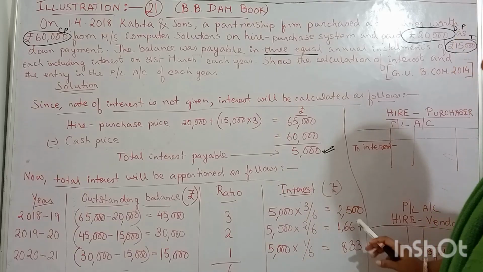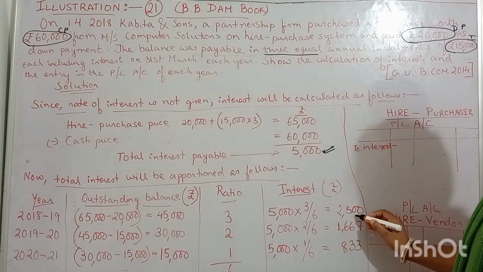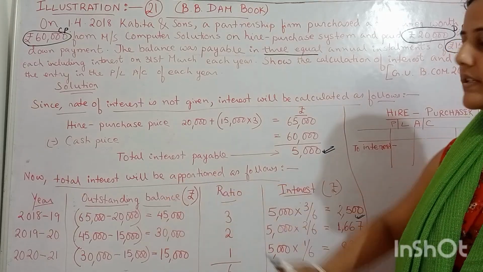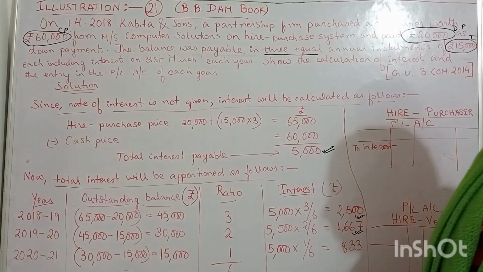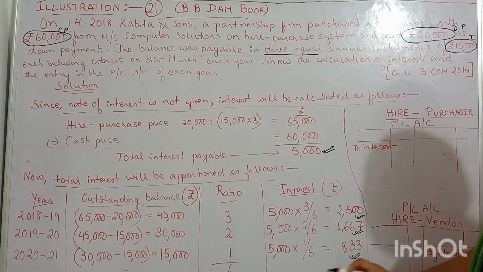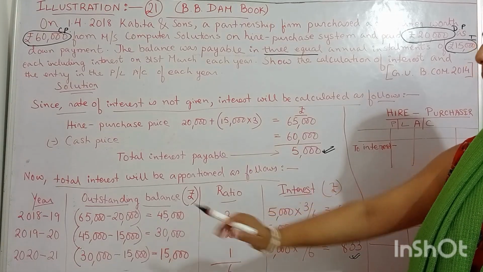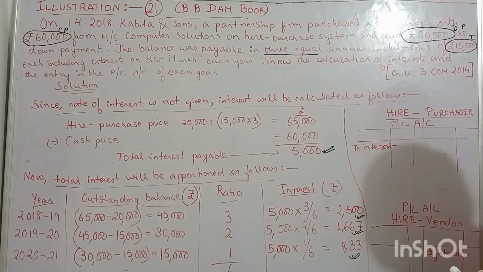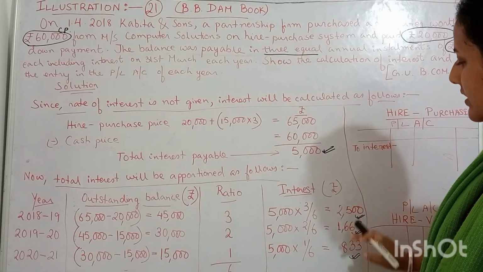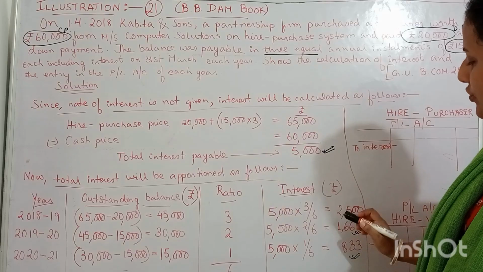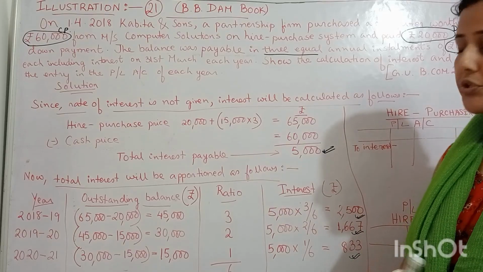Now when you solve, you will get 2500 as the amount of interest for the year 2018-19, 1667 as the amount of interest for 2019-20, and 833 as the amount of interest for 2020-21. So this is how it is calculated. First year interest is 2500, second year it is 1667, and the third year it is 833. This is how the amount of interest is calculated for each year.